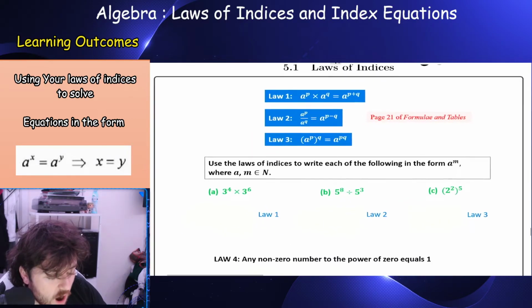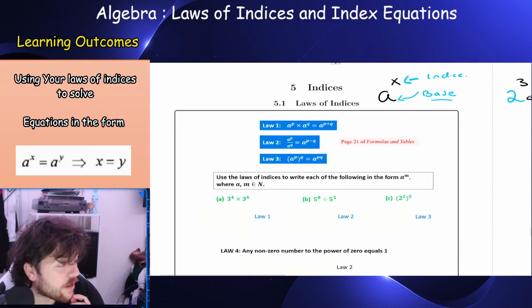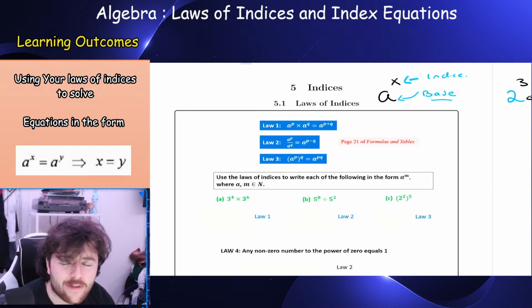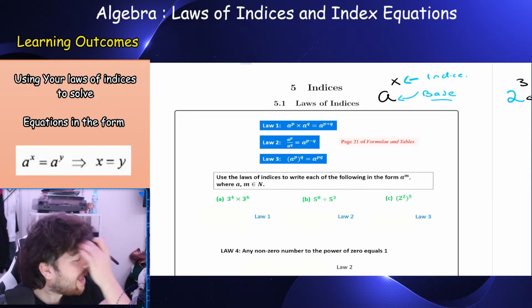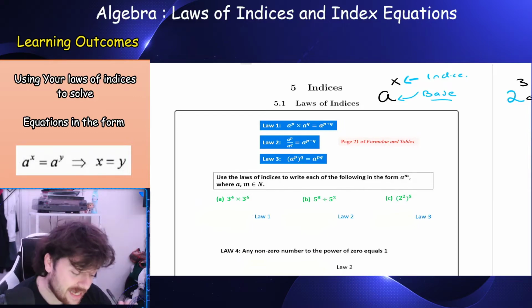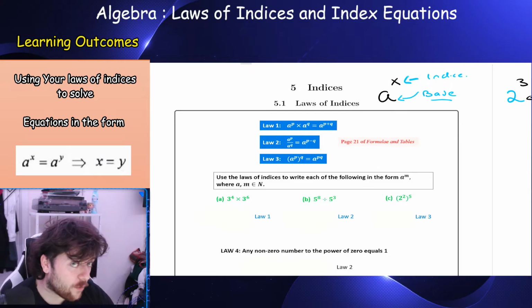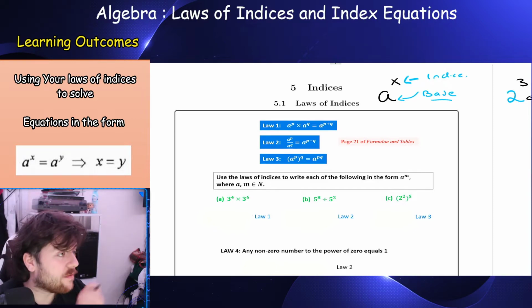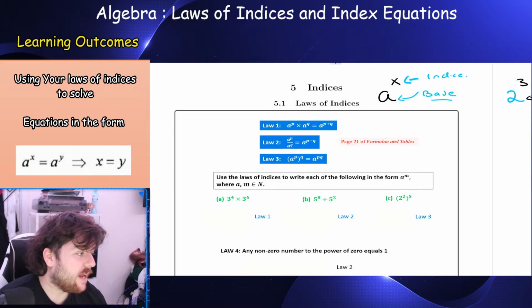There are 9 laws of indices. You are given them on the day. They are on page 21 of your formula and table book. I'm going to go quickly over the 9 laws with an example in each, and then we're going to solve some index equations and wrap up this video nicely.